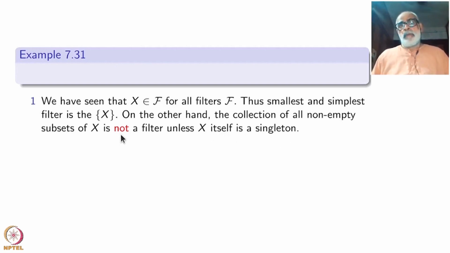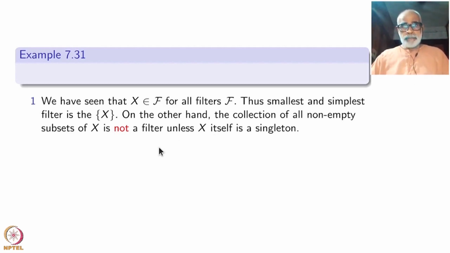You see, in the case of topology, there was this singleton X as well as the empty set. If they are there, that was an indiscrete space. If you allow all the subsets, that is a discrete space, right? Here we cannot allow all of them at all. Throw away the empty set. Yet whatever is left out, that will not be a filter unless X itself is a singleton.